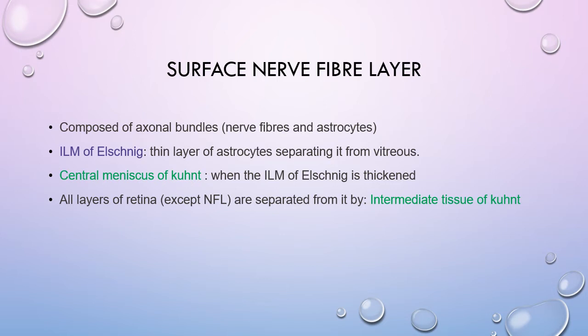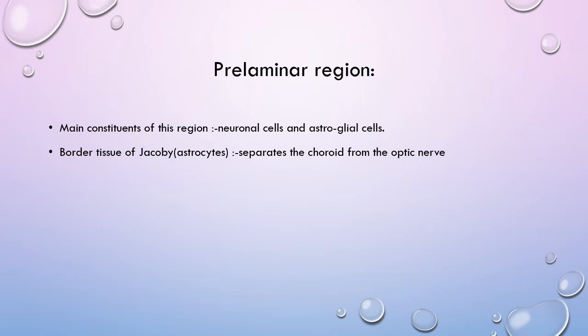Then there is a surface nerve fiber layer composed of axonal bundles, nerve fibers and astrocytes, and the internal limiting membrane of Elschnig. It is a thin layer of astrocytes separating it from the nucleus. Then there is the central meniscus of Kuhnt. When the ILM of Elschnig is thickened, all layers of the retina except the nerve fiber layer are separated from it by the intermediate tissue of Kuhnt.